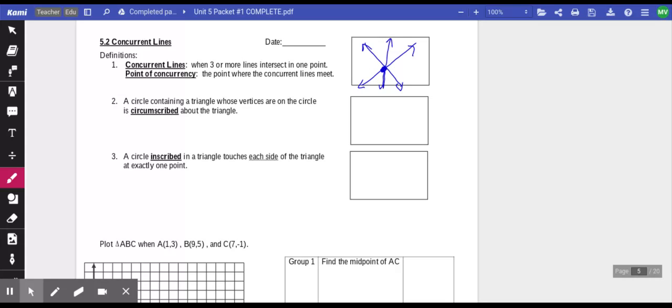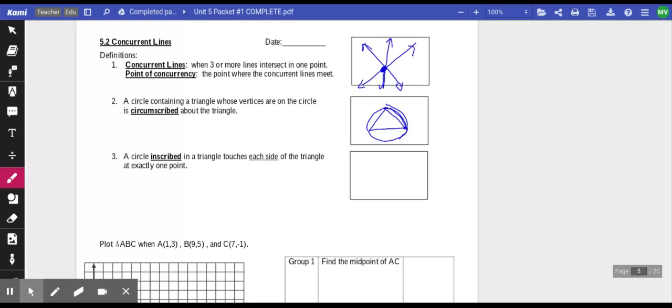A circle containing a triangle whose vertices are on the circle is circumscribed about the triangle. So that means if I have a triangle with a circle going around the outside of the triangle such that it touches all the vertices of that triangle, this circle is circumscribed about this triangle. I'm sorry about my lack of drawing.